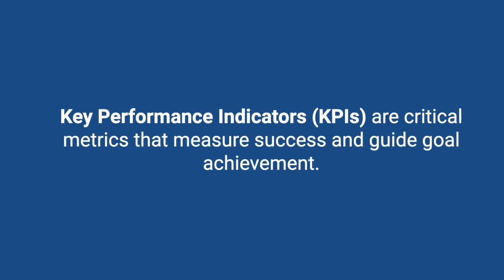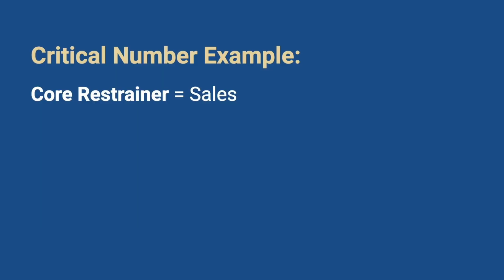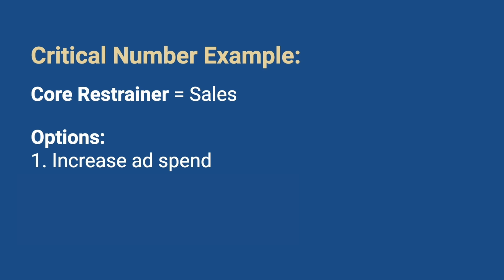So what is the most relevant metric that we can use as your critical number to overcome your core restrainer? An example of this might be perhaps we ask ourselves these questions and determine that the business's core restrainer is sales. From there, what are the options for us to overcome the core restrainer of sales in our business? So for example, one option could be that we increase our ad spend to generate more leads. Another could be that we could focus on improving our funnels to convert a higher percentage of the leads we already are generating into sales calls.